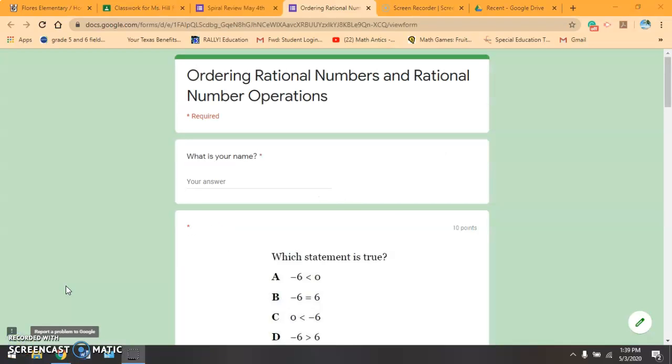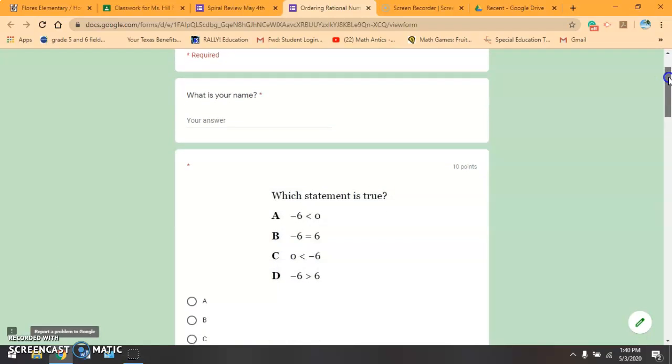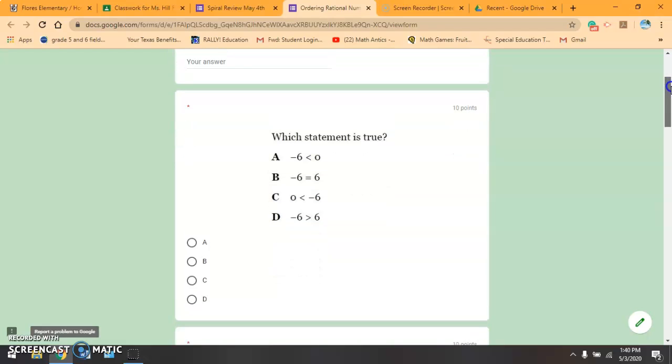Okay, next thing we're going to do is ordering rational numbers and rational number operations. Okay, we have 5 questions for this one. Now this could be super easy, but we don't want to make it hard for ourselves. So let me read it to you. Which statement is true? Is -6 less than 0? True or false? So you're going to ask yourself these questions. Is -6 equal to +6? Is 0 less than -6? Or is -6 greater than +6? So figure out which one is true.